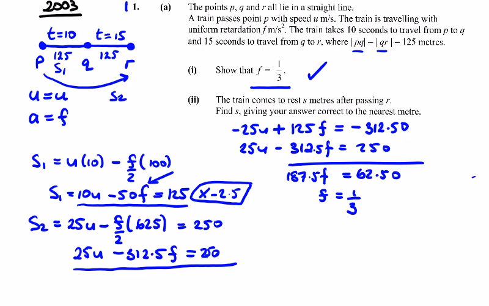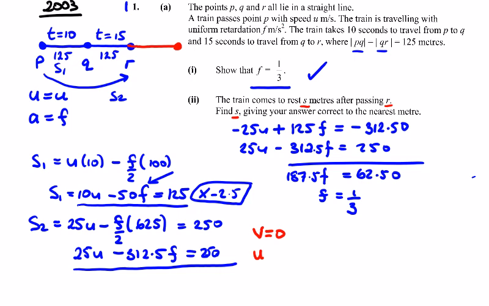Then the train comes to rest S meters after passing R. So it comes to rest somewhere along here. Find S, give your answer correct to the nearest meter. Okay, what do we have here? We know it comes to rest, so v is equal to 0.